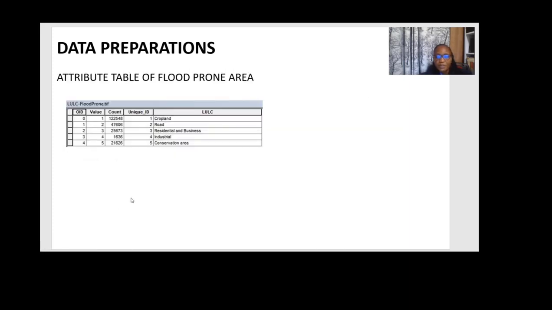So the attribute table of the flood-prone area raster should be as such, where the value is actually a number, a count of 1, 2, 3, 5, depending on the classes that are there. The land use classes, like this one, has the cropland, the road, the residential, the industries, and the conservation area. So in the next slide, we are able to see the next data preparation, which also is very important for the flood control model.